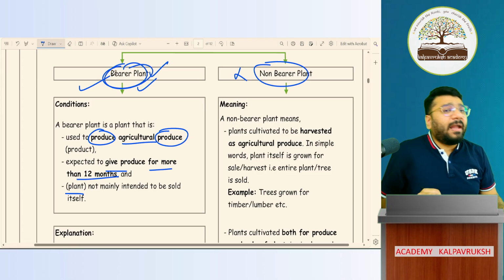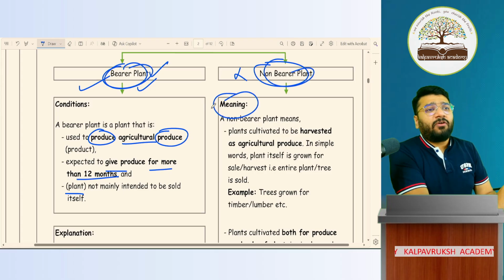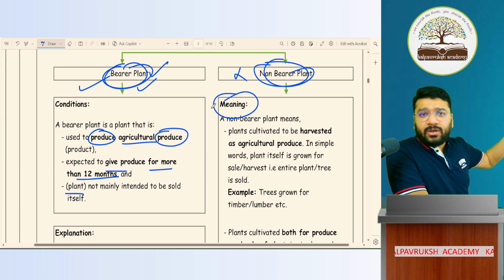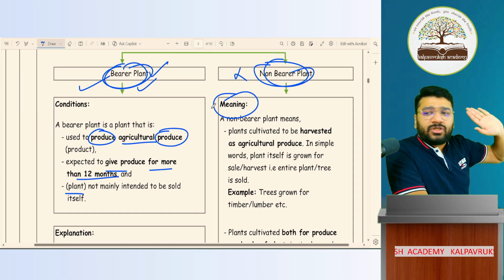Anything which is not a bearer plant are non-bearer plant. So do you want me to go through the meaning of non-bearer plant one more time? Not required, because we have discussed this extensively already in the last class. The simple revision is more than sufficient.